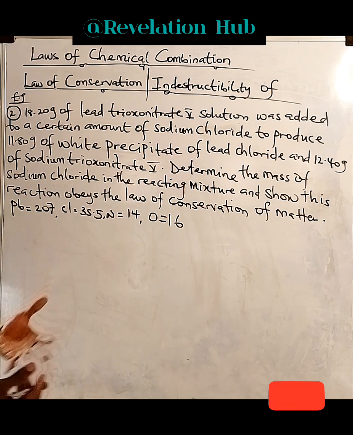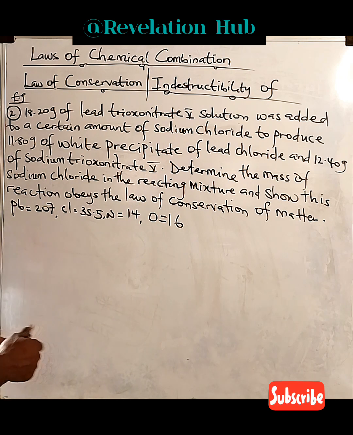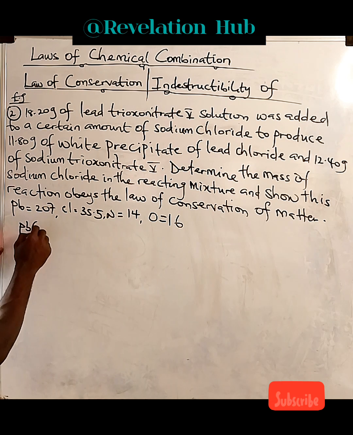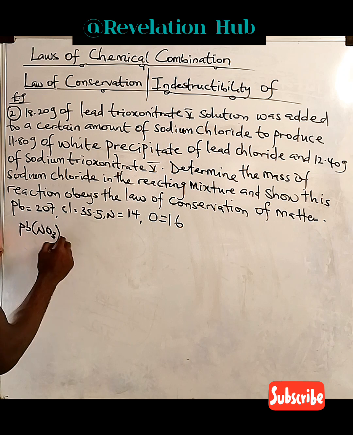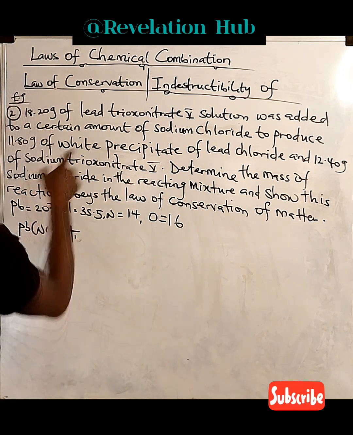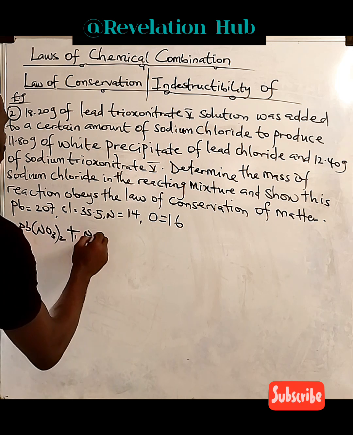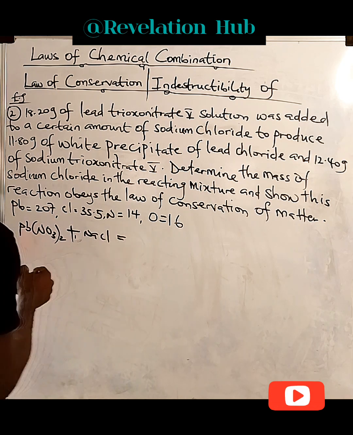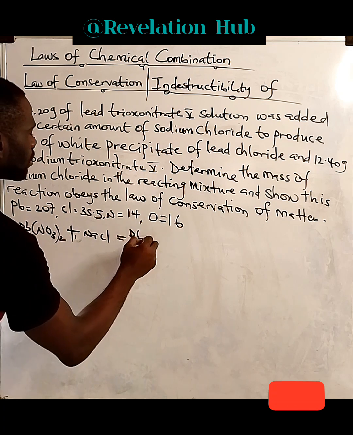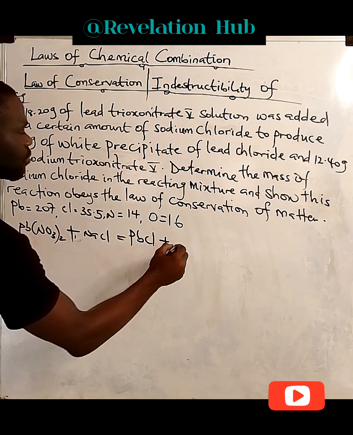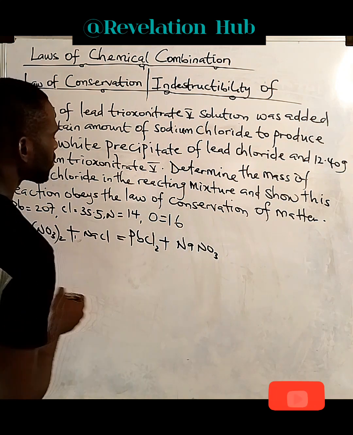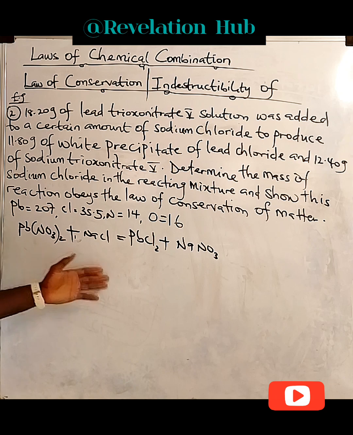First of all, let's write out the chemical equation. So lead nitrate, that's Pb(NO3)2. These are the reactants, plus was added to a certain amount of sodium chloride, the salt, NaCl. Then after the reaction, what did we get there? We got lead chloride, then plus sodium nitrate, lead chloride plus sodium nitrate, like this. Now, this is the chemical equation.